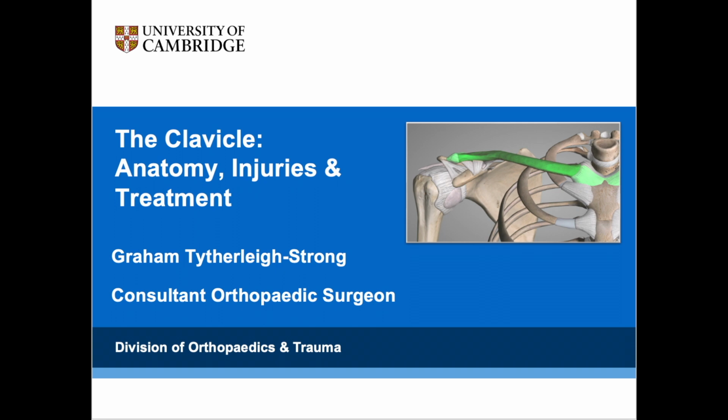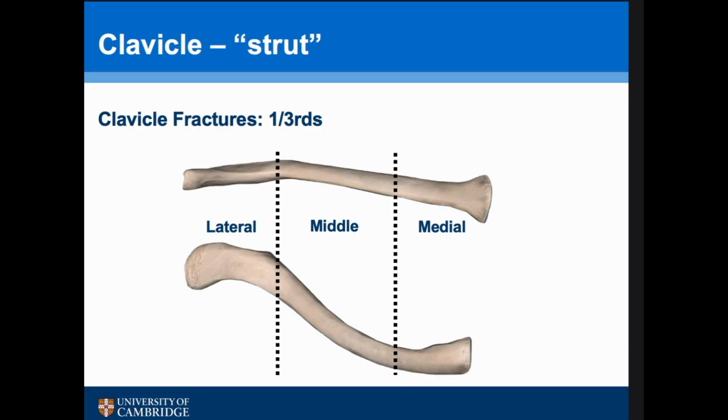In this talk, we're going to focus on the clavicle, which, as we saw in the introduction, is really a strut. So the clavicle is an S-shaped flat bone and is in fact the only horizontal long bone in the body. Traditionally, it's divided into lateral, middle and medial thirds. However, in practice, it's much better to divide the clavicle into fifths.